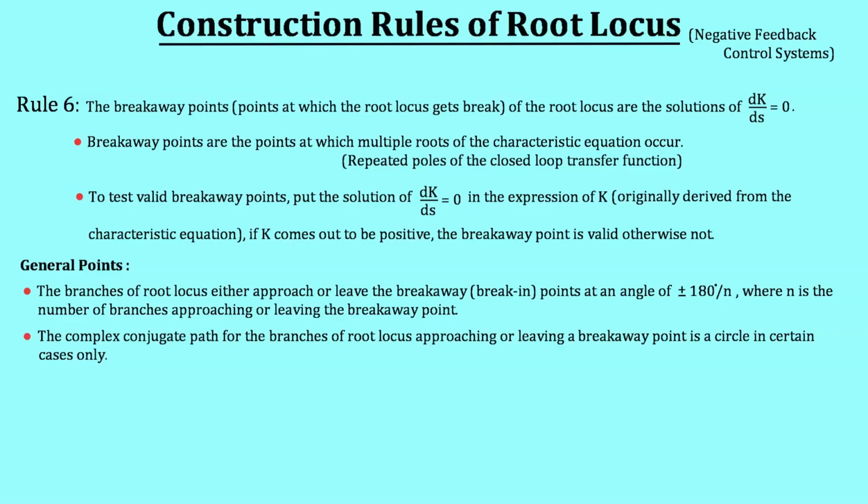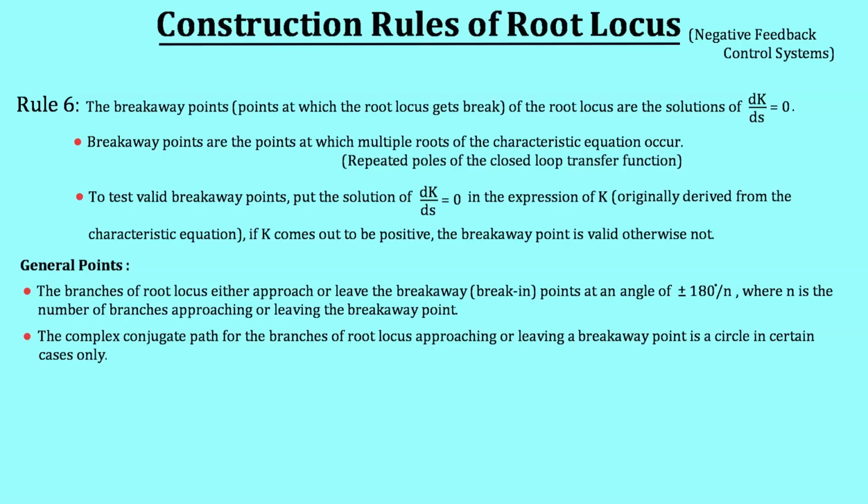Similarly, we have break-in points when we have two adjacent zeros with the real axis between them being part of the root locus. The properties of break-in points and breakaway points are more or less the same. The only difference is that root locus splits on the real axis from breakaway points and moves away from the real axis, whereas two root locus branches come from different poles and merge on the real axis at the break-in point.